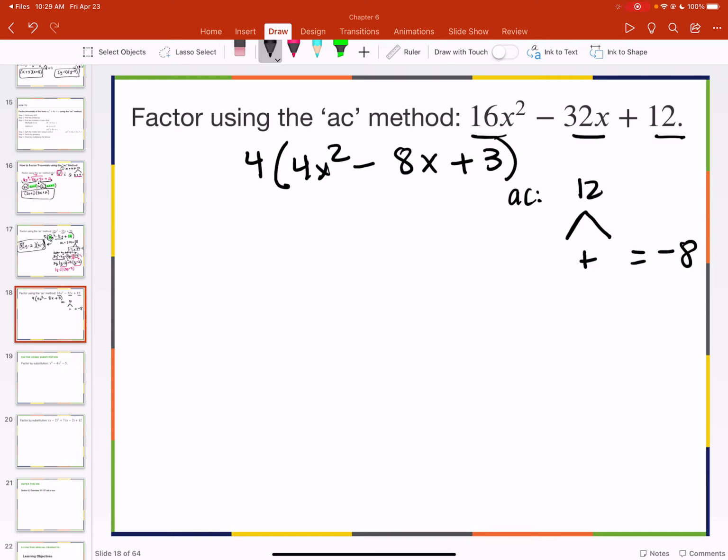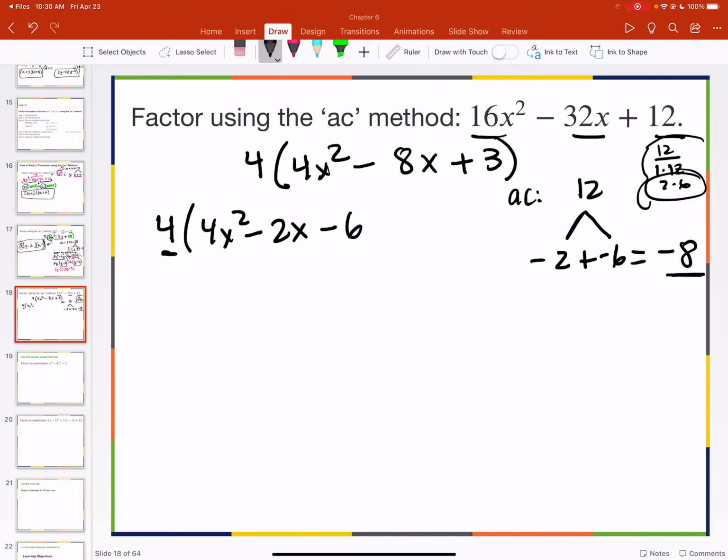Okay, so I'm looking at factors of 12: 1 and 12, 2 and 6, and that's it right there. Negative 2, negative 6. Remember, it has to add up to negative 8. Okay, so then I'll go ahead and write here, leaving the 4 on the outside: 4 times, 4x squared minus 2x minus 6x plus 3.